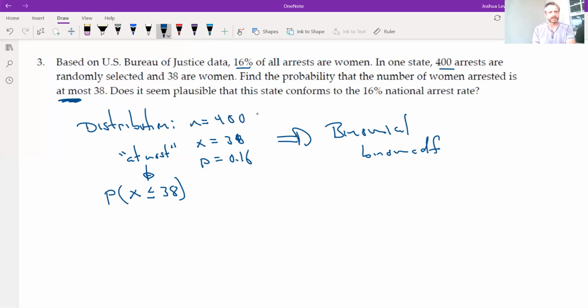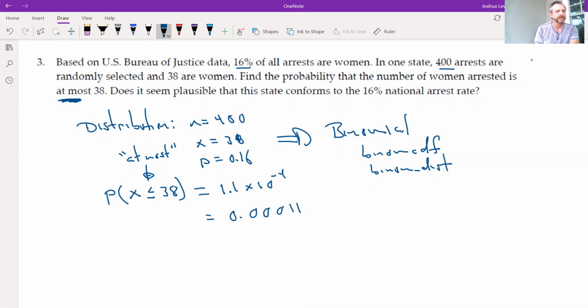If you're using Excel, you'll be using binom.dist. Whatever you use, you should come out with the following solution. So we get 1.1 times 10 to the -4. In other words, 0.00011. So the question is, does it seem plausible that this state conforms to the 16% national arrest rate? Well, this suggests not so much, because by random chance, this is so low.